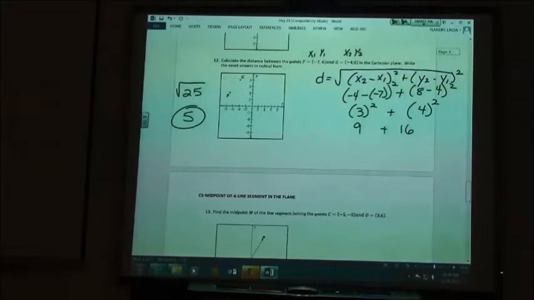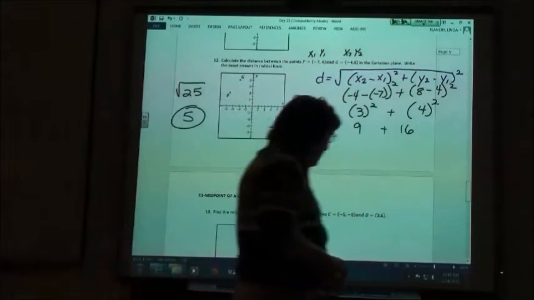All right, so that is the distance formula. We got one more formula here.